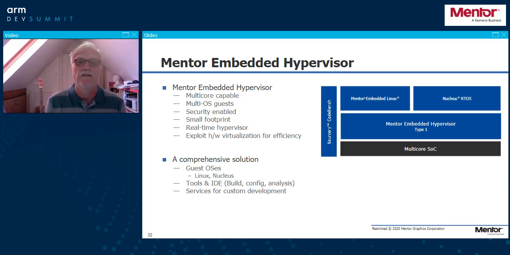So the Mentor embedded hypervisor, it's multi-core capable. You can have multiple OSs, of course, and it has full security enablement. The footprint and the performance of it are pretty good for a hypervisor. Hypervisors tend to be large, complex pieces of software, but the Mentor embedded hypervisor is relatively small footprint and has good performance. It's a comprehensive solution because we do not just provide the hypervisor, we provide all the necessary tools to implement it.